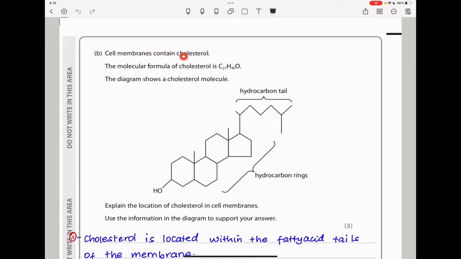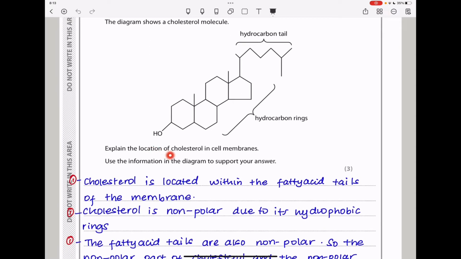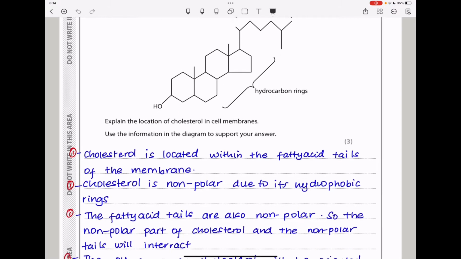Here they say cell membranes contain cholesterol. The molecular mass of cholesterol is carbon 27, hydrogen 46, oxygen. The diagram shows a cholesterol molecule. So here we have a hydrocarbon tail, we have hydrocarbon rings, and we have the whole thing here. They say explain the location of cholesterol in the cell membranes, using the information in the diagram to support your answer. If this is a cholesterol molecule, since these are hydrocarbon rings, they're going to be hydrophobic, and these are going to interact with the phospholipid tails, while this part that has OH is going to be polar, and it's going to interact with the phosphate, which is charged.